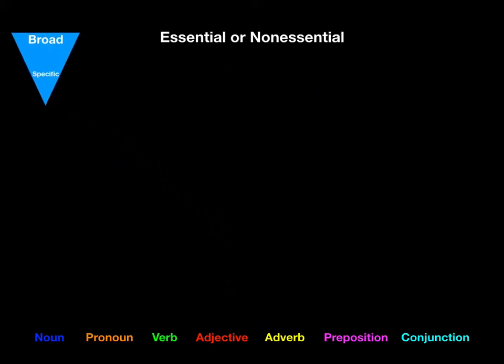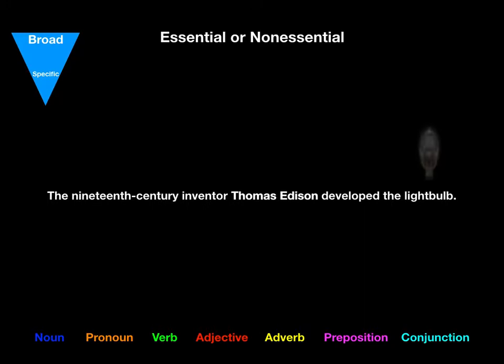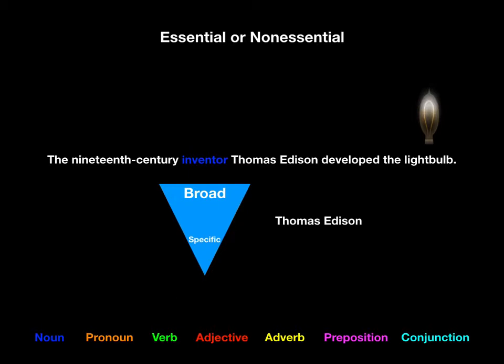Let's take a look at an example sentence. The 19th century inventor Thomas Edison developed the light bulb. Within this sentence, we can identify a noun, inventor. Immediately after inventor, we have Thomas Edison. As Thomas Edison is renaming inventor, we need to decide whether this is essential or non-essential to the sentence. So let's consider Thomas Edison in relation to the word inventor. Is Thomas Edison more specific or broader than the noun inventor? It appears that Thomas Edison is more specific than the broad term inventor.